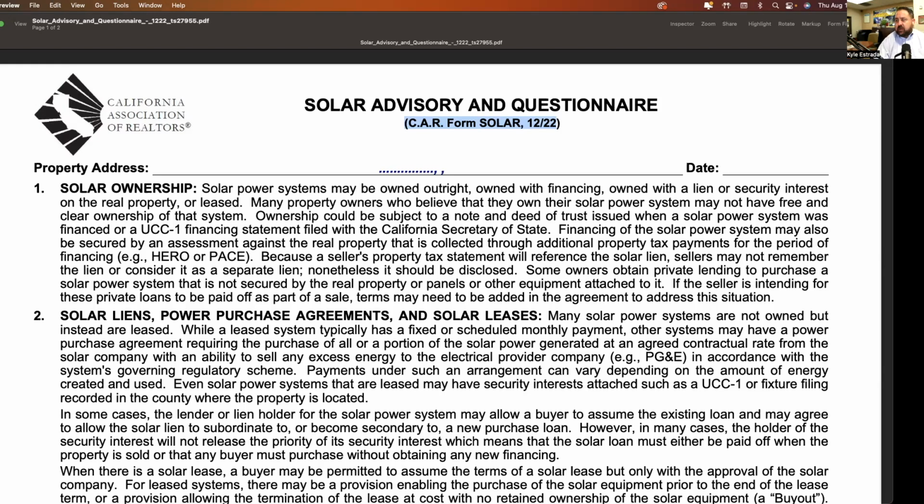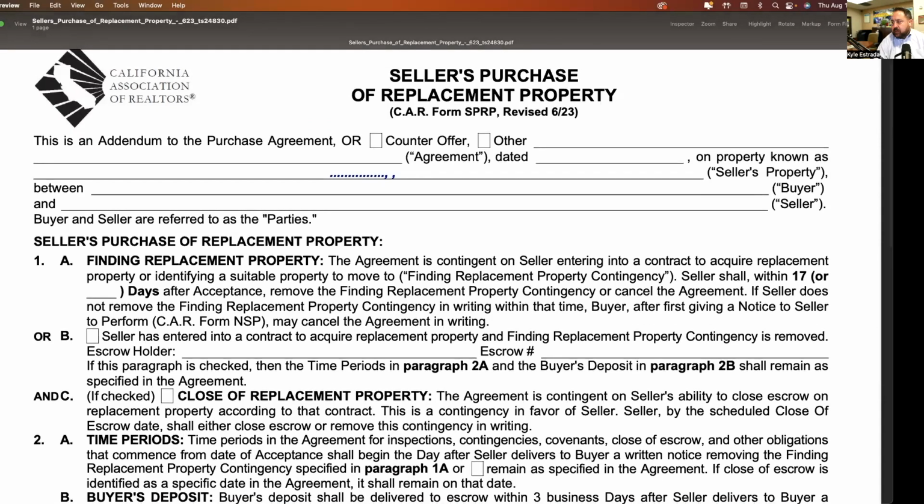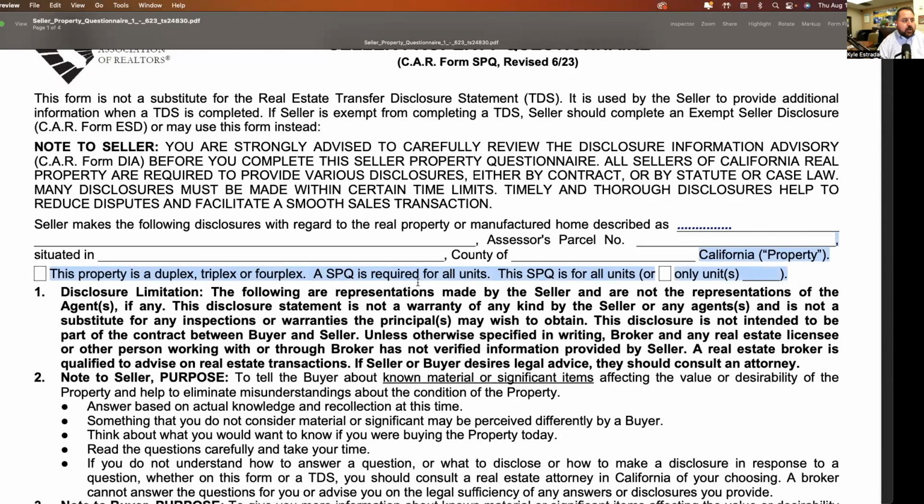The seller property questionnaire did the same thing as we talked about earlier with the ESD. It just added, wrong form. Let's see, seller property questionnaire. It added this same thing about the duplex, triplex, fourplex, right? So again, just like with the ESD, if this is 2 to 4 units, then we have to check that box and we have to decide, is this for all of the units or is this for each individual unit? Okay. That was the only change on the seller's property questionnaire.